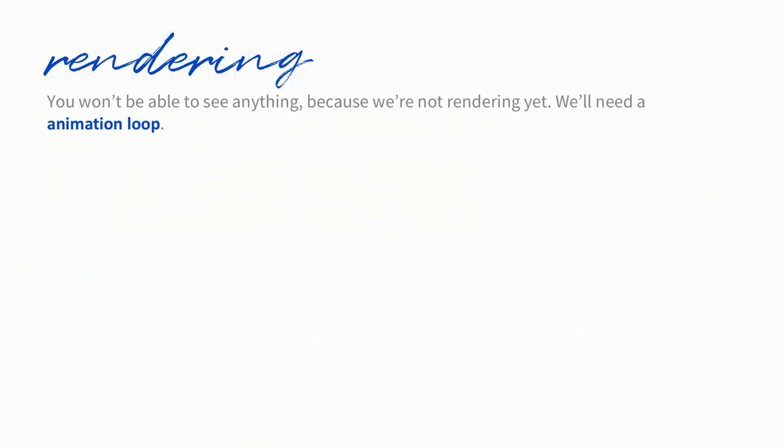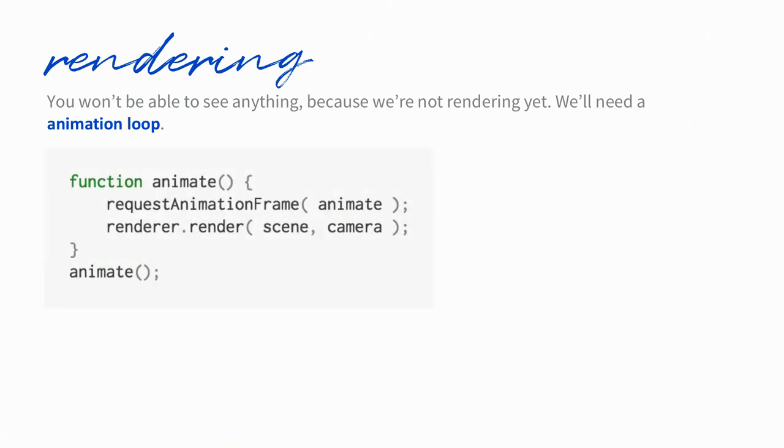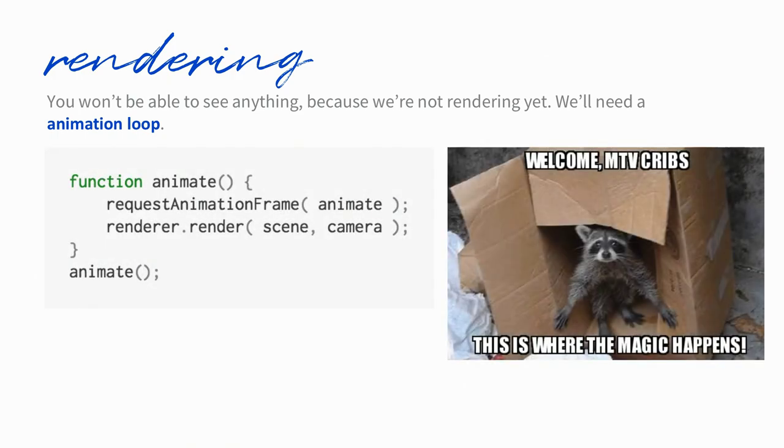we have rendering. You're not actually going to be able to see anything on your screen if you were to take all that code that I just put up there, throw it into the HTML document, and then try to open it in Chrome or something. You won't see anything because we're not rendering anything. Basically all that means is we're trying to create an animation loop.